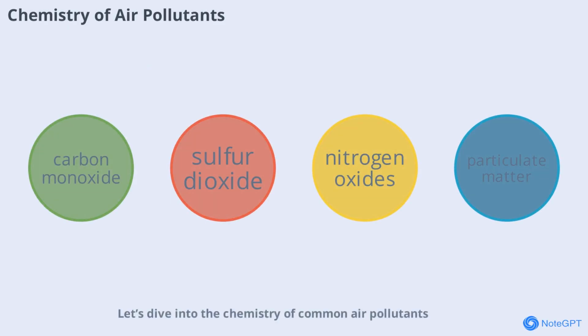Let's dive into the chemistry of common air pollutants. Carbon monoxide is produced by incomplete combustion of fuels and binds to hemoglobin, reducing oxygen transport in our bodies. Sulfur dioxide and nitrogen oxides released from burning coal and oil can react with water vapor to form acids, leading to acid rain. Particulate matter consists of tiny solid or liquid particles that can penetrate deep into the lungs. Understanding these chemical reactions helps us see why controlling emissions is so important.